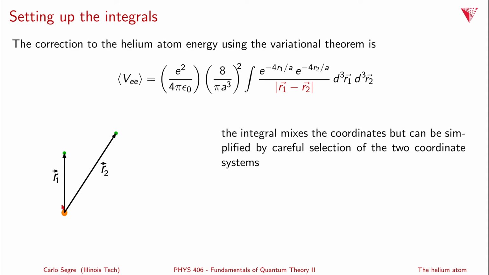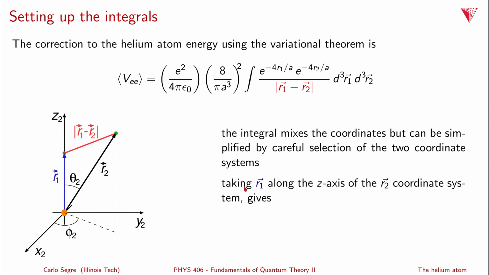So this is our generalized coordinate system. We have 2 protons here, our nucleus. We have an electron here and an electron here. And we can simplify the coordinates by aligning r1 along the z-axis of the second coordinate system. So if we take r1 along z sub 2, then theta 2 simply becomes the angle between r1 and r2. And that simplifies taking this absolute value quite a bit.